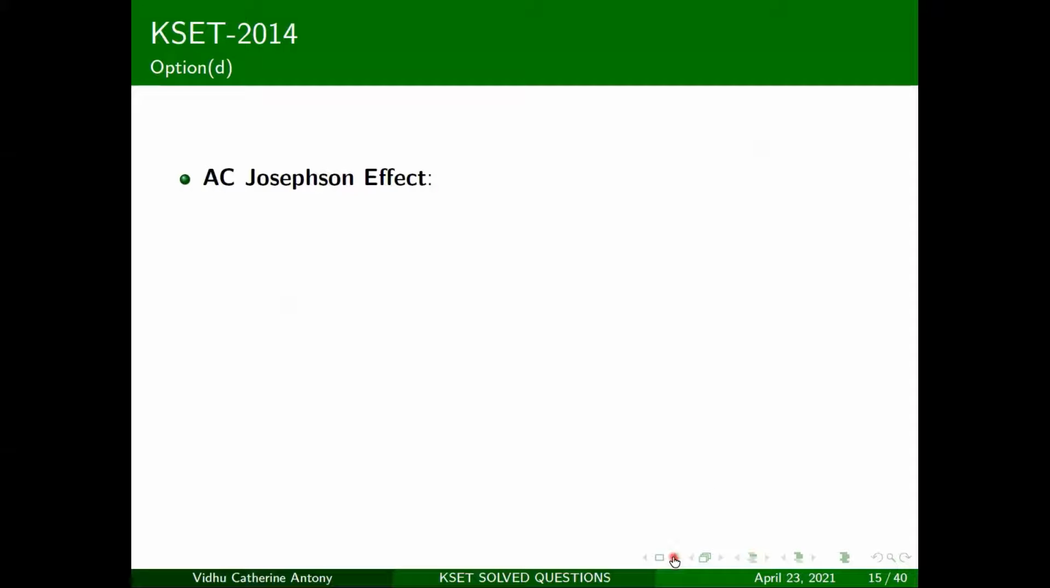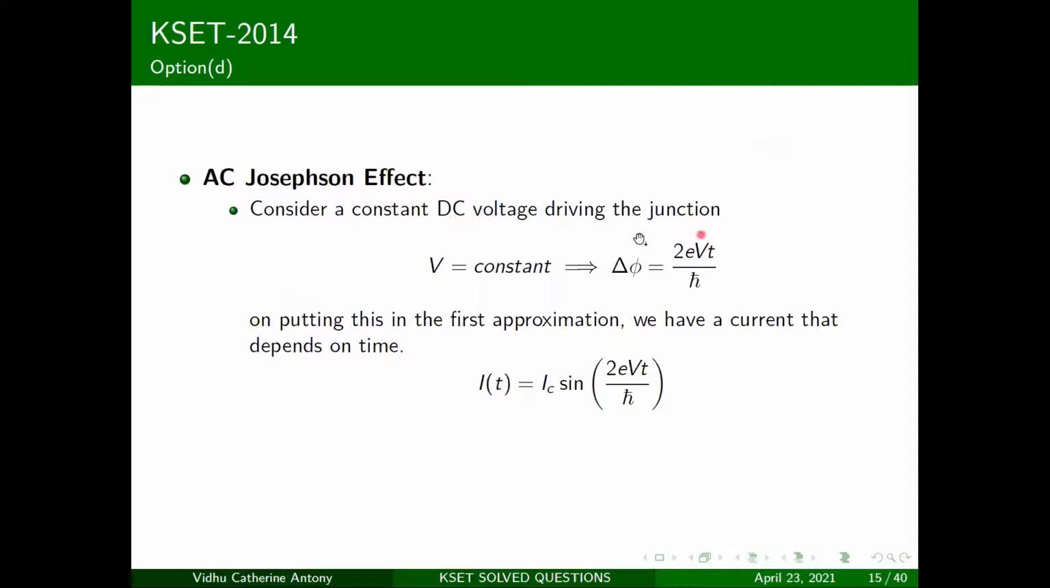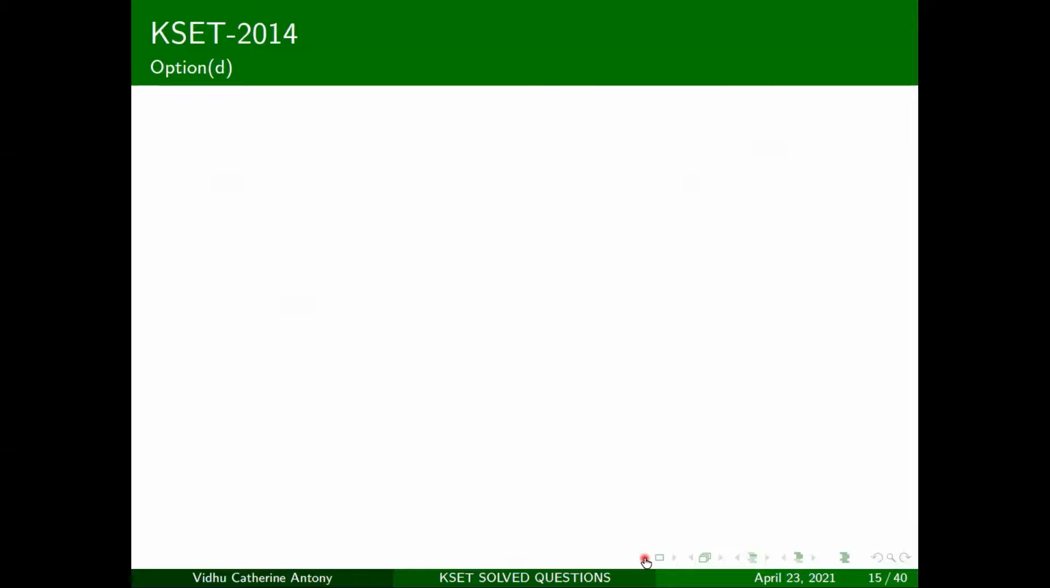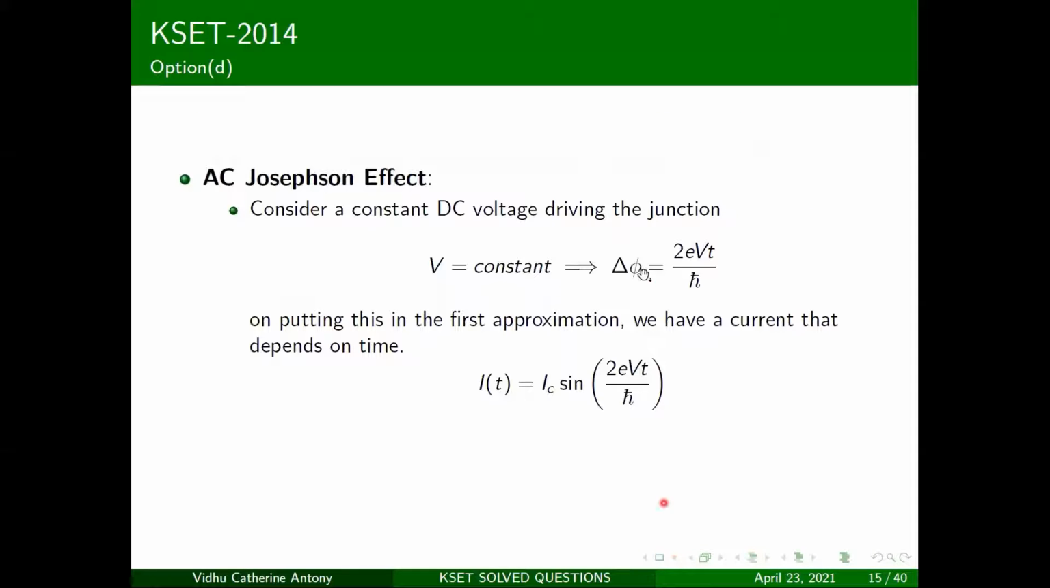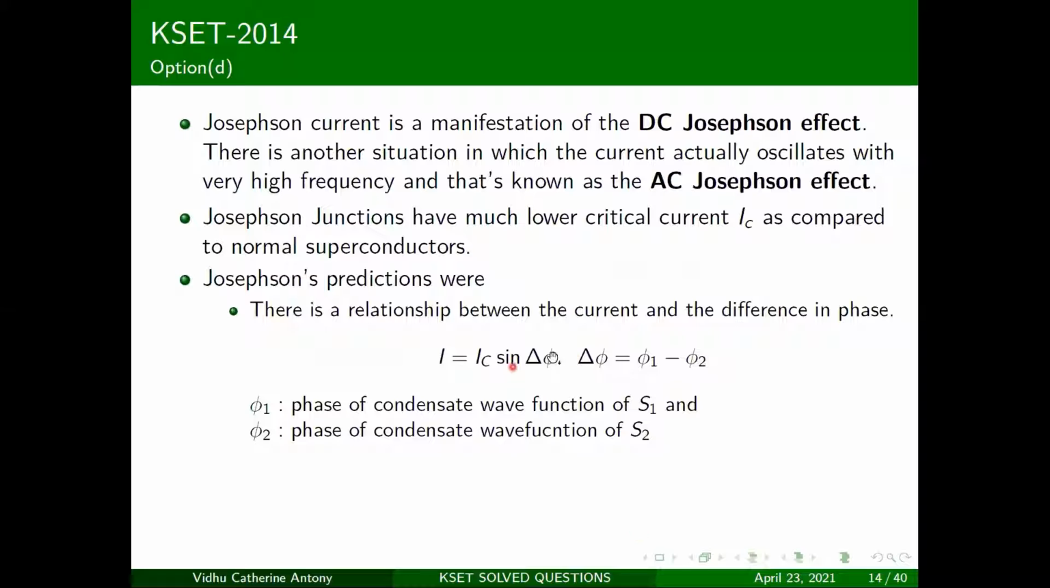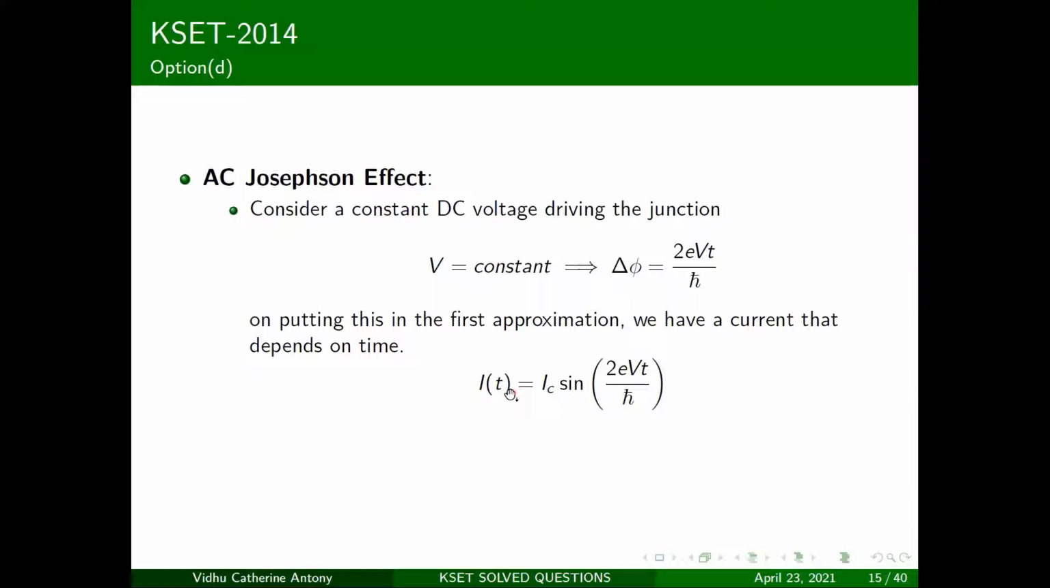So let's look at the AC Josephson effect first. Let's consider a constant DC voltage driving the junction. You're applying a constant voltage V, and the phase difference delta phi is equal to 2eVt divided by h cross. You take this differential equation and integrate it, and you get the phase that you require: delta phi is equal to 2eVt divided by h cross. Putting this into the first prediction, we have the current: I is equal to Ic sine of 2eVt divided by h cross. So it is of the form Ic sine omega t, where omega is equal to 2eV divided by h cross.